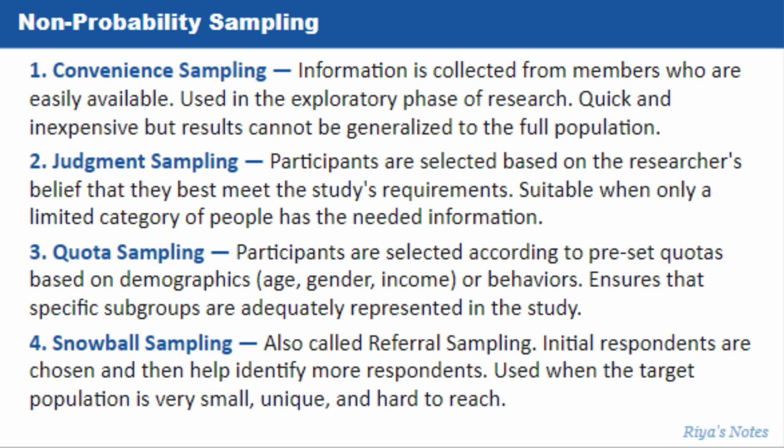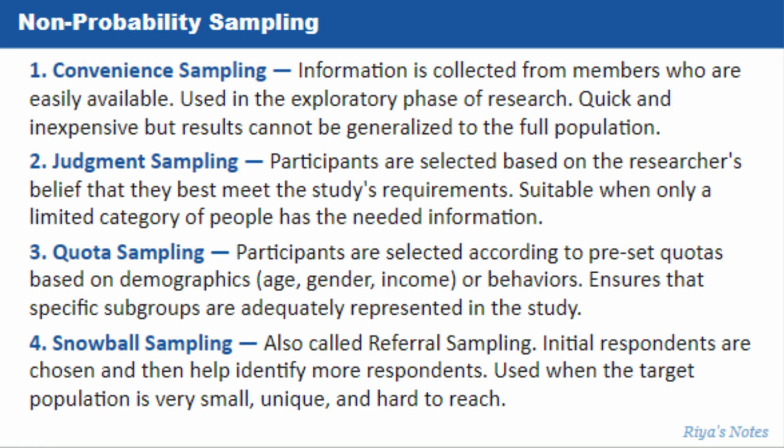Non-probability sampling. 1. Convenience sampling. Information is collected from members who are easily available. Used in the exploratory phase of research. Quick and inexpensive, but results cannot be generalized to the full population. 2. Judgment sampling. Participants are selected based on the researcher's belief that they best meet the study's requirements. Suitable when only a limited category of people has the needed information.